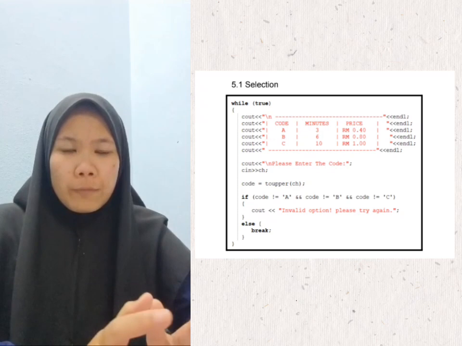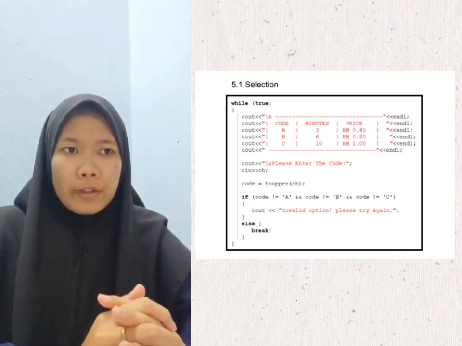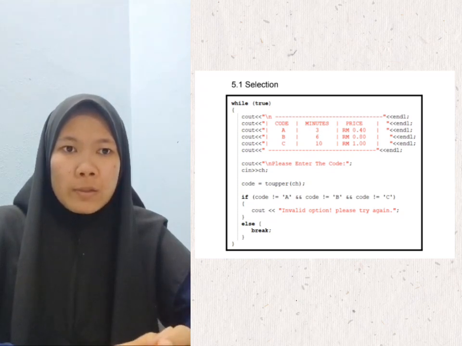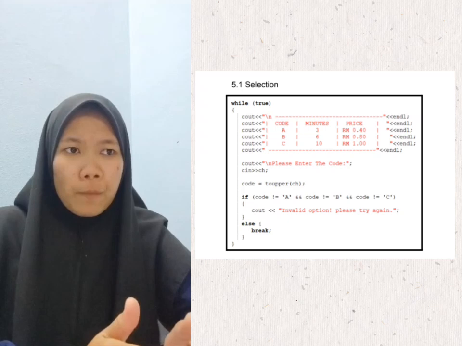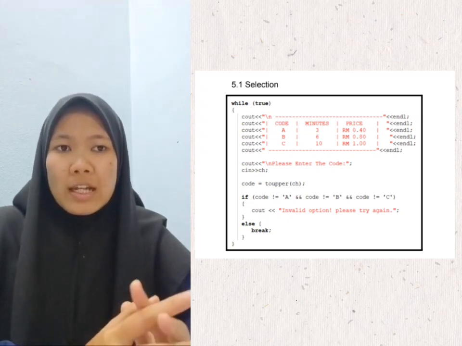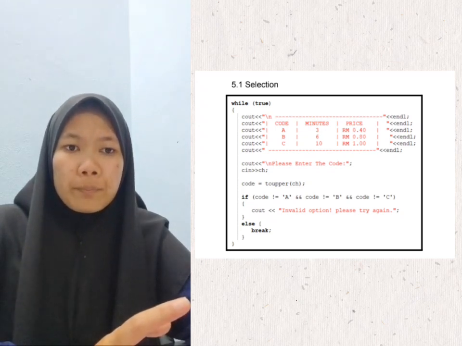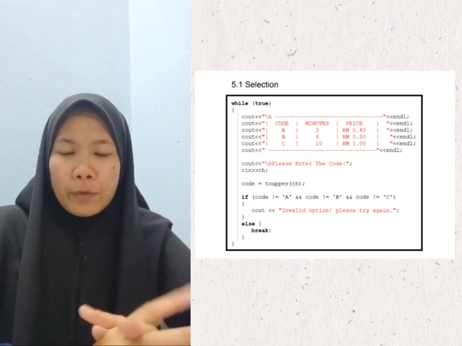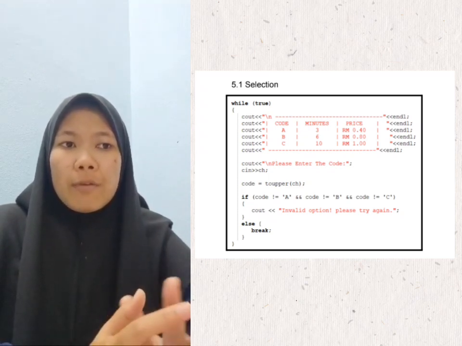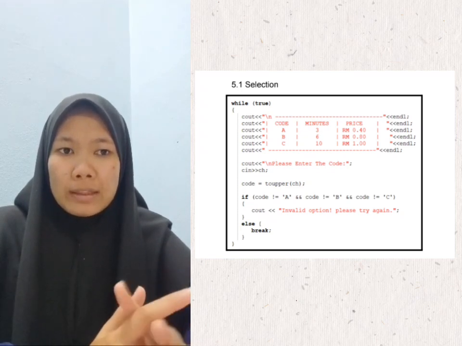The code that involves user selection is in the inner while loop within the main function. Specifically, it's the portion where the user is prompted to enter a code: A, B, or C. Let me point out that section. So, the program displays a menu with code A, B, or C along with their corresponding minutes and price. The user is prompted to enter a code.